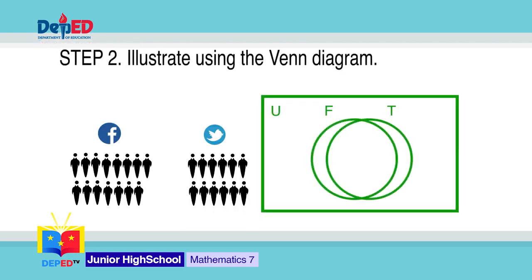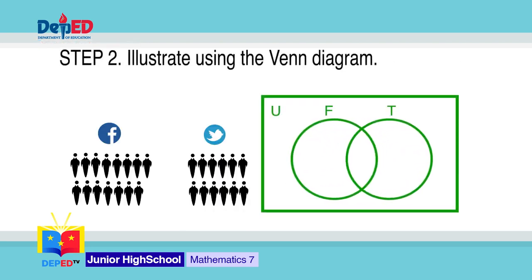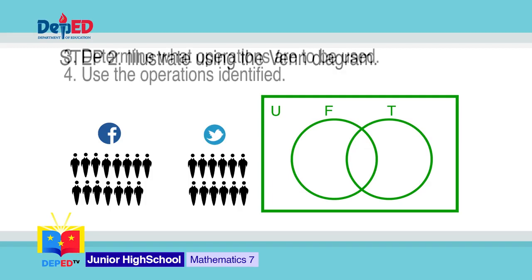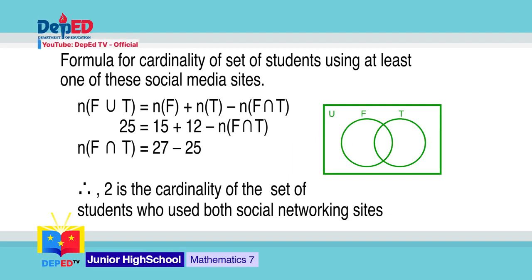The next thing to do is to show the relations of set F and T with the aid of a Venn diagram. Since we let F stand for the set of students who use Facebook, while T stands for the set of students who use Twitter, we have come up with this illustration. Here, we know that the union of sets F and T is 25, since it is assumed in the problem that every student surveyed uses at least one of these two social media sites.